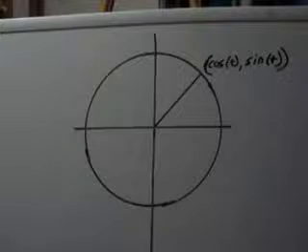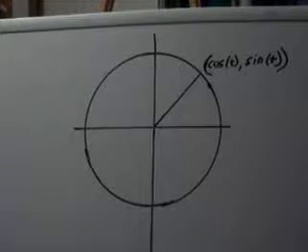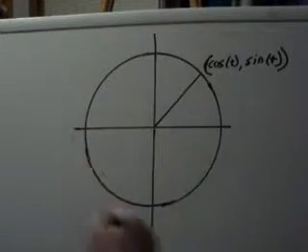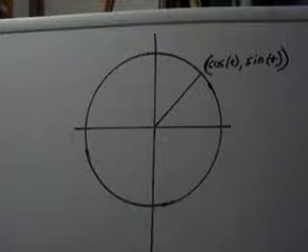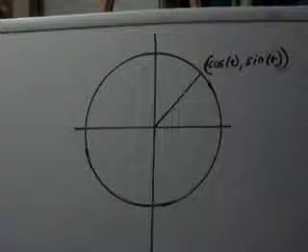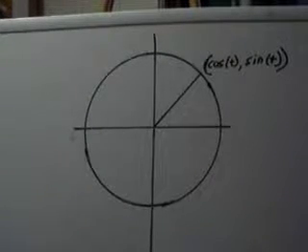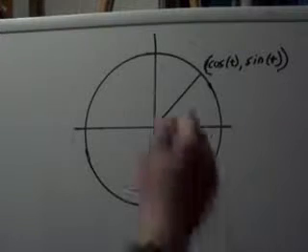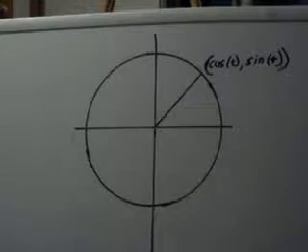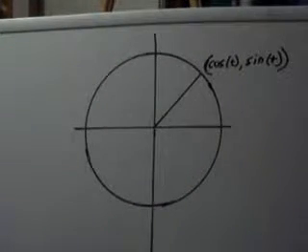Okay. First of all, what is a unit circle? Well, this is a unit circle. The unique part of a unit circle is that its radius is 1. Okay. So, if the radius of this circle is 1, then what is a radian?